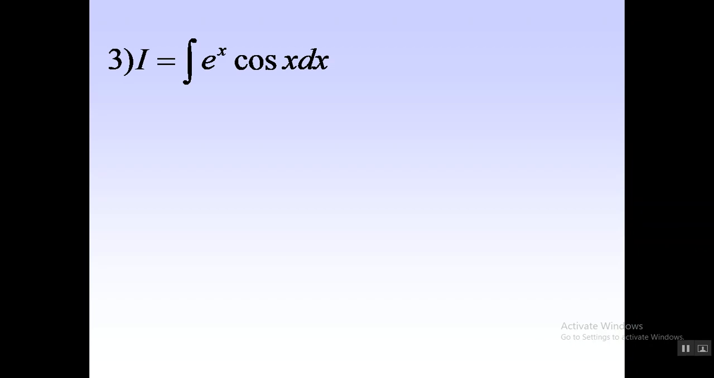Sometimes we have to apply by parts more than once. This is an application of this kind. So we name the integral as I. We use by parts once. For this case, it doesn't matter which part is u, which part is dv. I consider u as e to the x, and the rest dv is cosine x dx. Now we take the derivative on this side, so we get du equals e to the x dx.